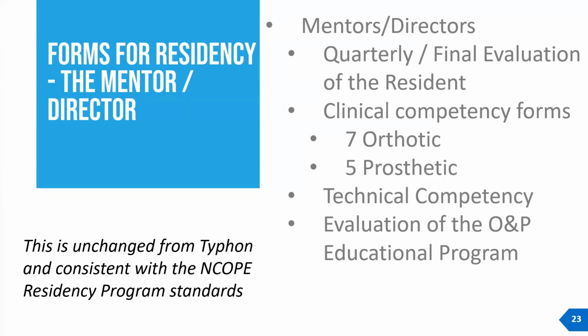The orthotic competencies are 7, and prosthetic competencies are 5, and technical competency as well. So that technical competency must be demonstrated each residency. So if you do an orthotic residency first, you need a technical competency form. And if you do a prosthetic residency second, well, guess what? You still need to do another technical competency form. Also, your mentor director is going to fill out a form to evaluate the O&P education program that the resident attended, because they need to actually give feedback about how well prepared this person is walking out of school to function as a resident.